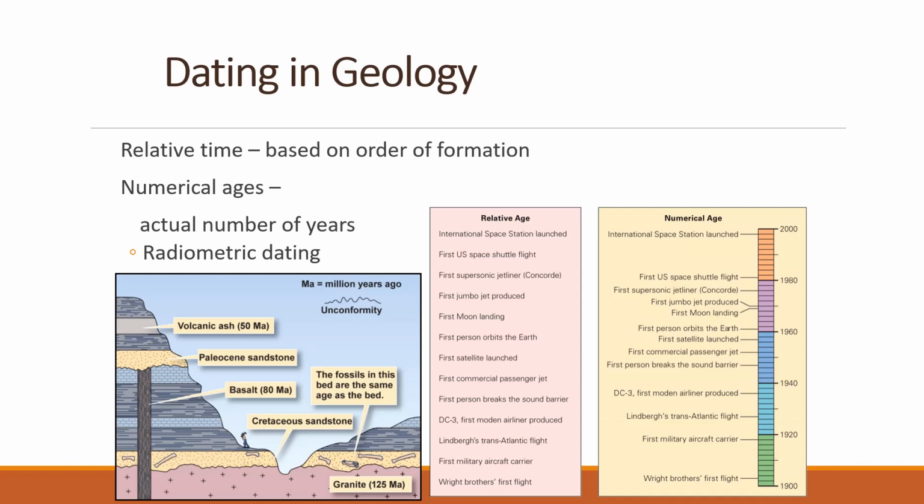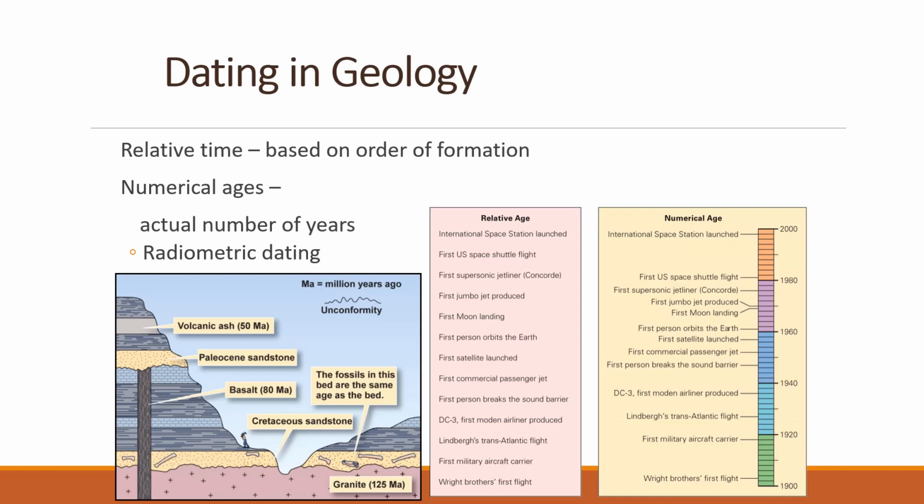Numerical ages, however, is giving an actual number in years. And we have to do that with a thing called radiometric dating, which I will talk about in a bit. So here we have two examples of relative ages and numerical ages. Relative ages, we're just putting it into a sequence. Numerical age, we actually give a date for each of these things.